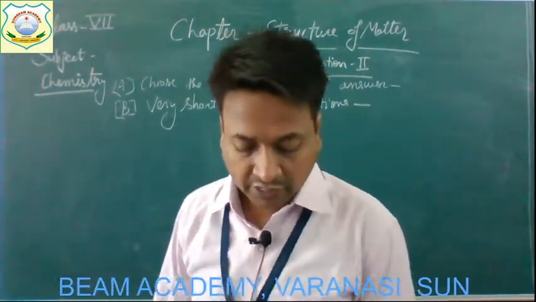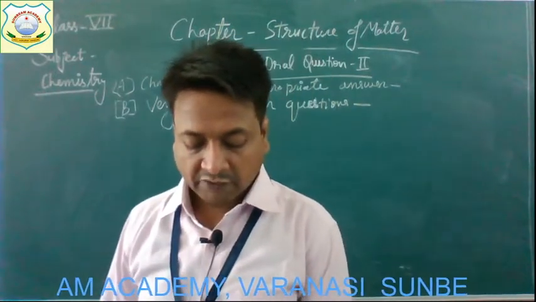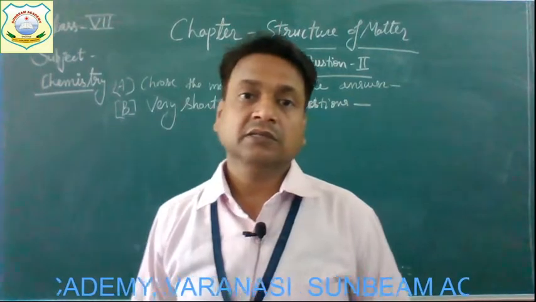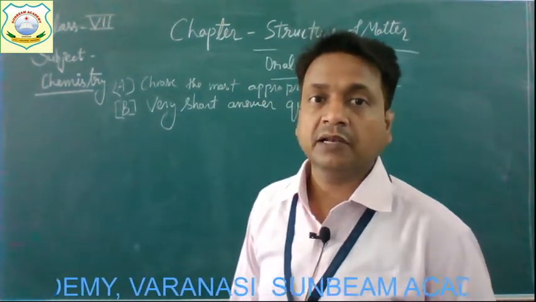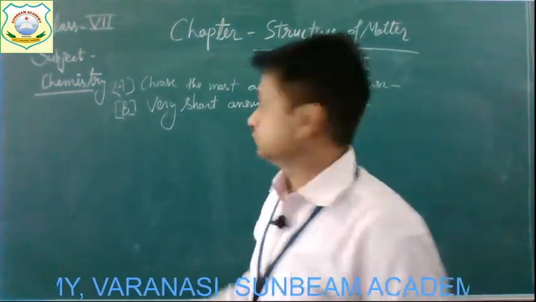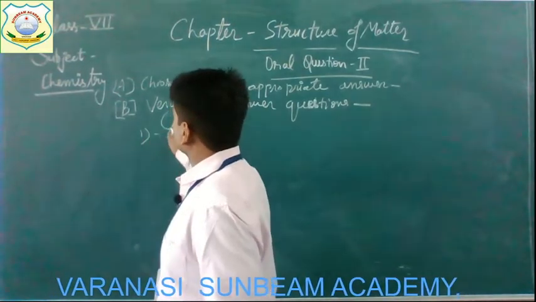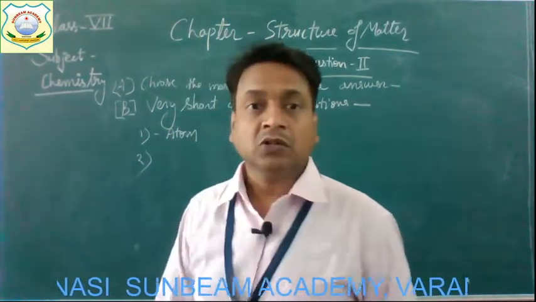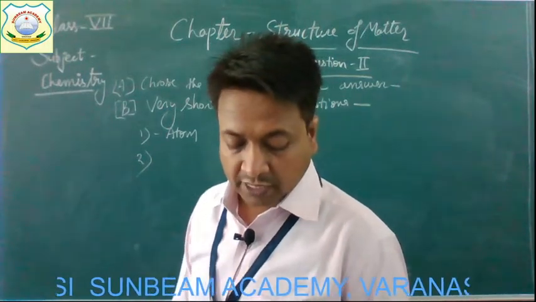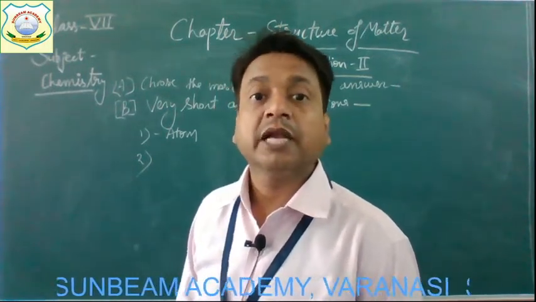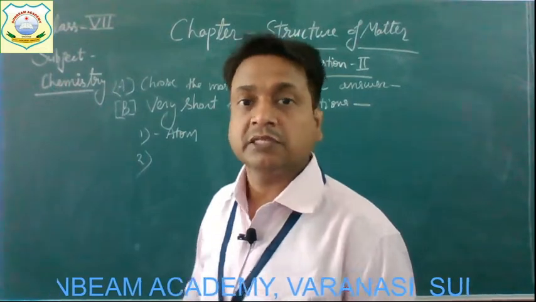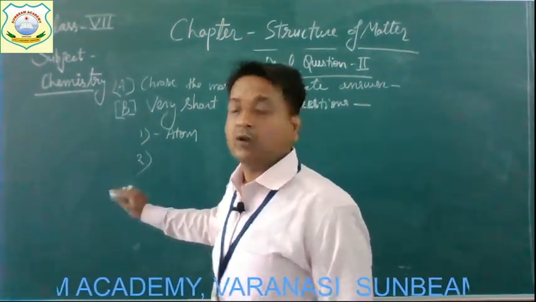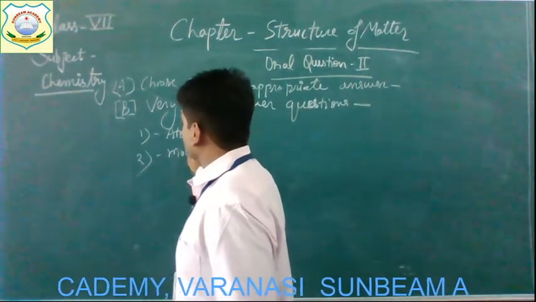And question number 1 is, what is the smallest particle of an element that can take part in a chemical reaction? The name of the smallest particle of an element is atom. Now question number 2, the smallest particle of a compound, that will be molecule. Yes, the smallest particle of an element is atom and the smallest particle of a compound is molecule.